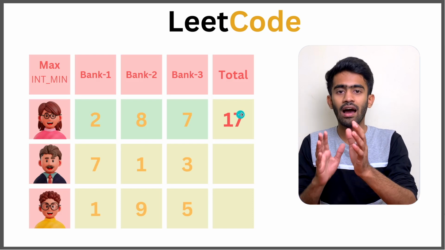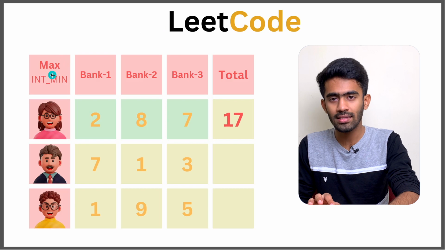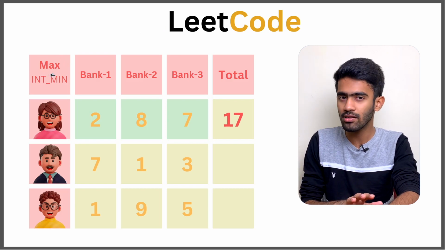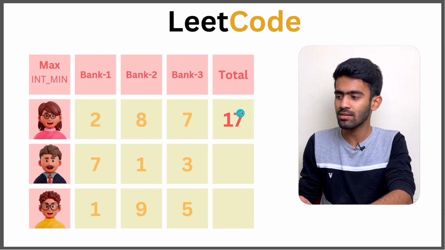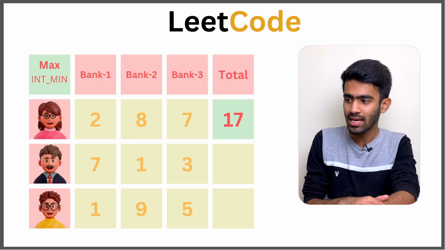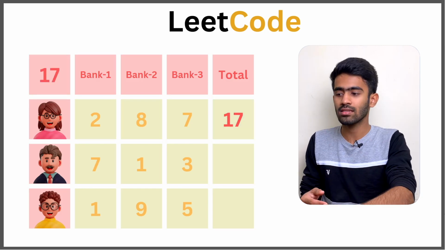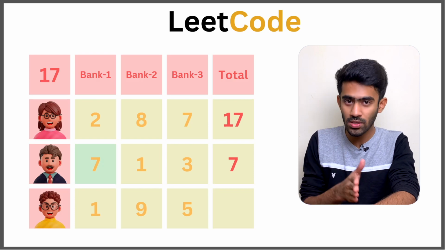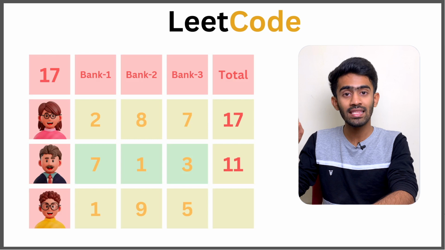Now we have to find the maximum wealth. So we have a value called max, and it is initially set to integer min. We compare integer min with 17. Which is bigger? 17 is bigger, and hence our value gets updated to 17. Now we move on to the next customer. 7 plus 1 is 8, 8 plus 3 is 11. Now we compare 11 and the maximum 17.